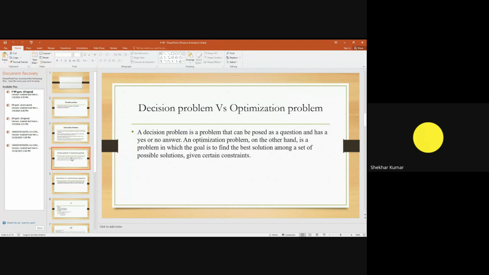So in general, an optimization problem involves finding the maximum or minimum value of some objective function. It cannot be phrased as a yes or no question. And decision problems do not have any objective function to optimize; they simply involve determining whether the given statement is either true or false.